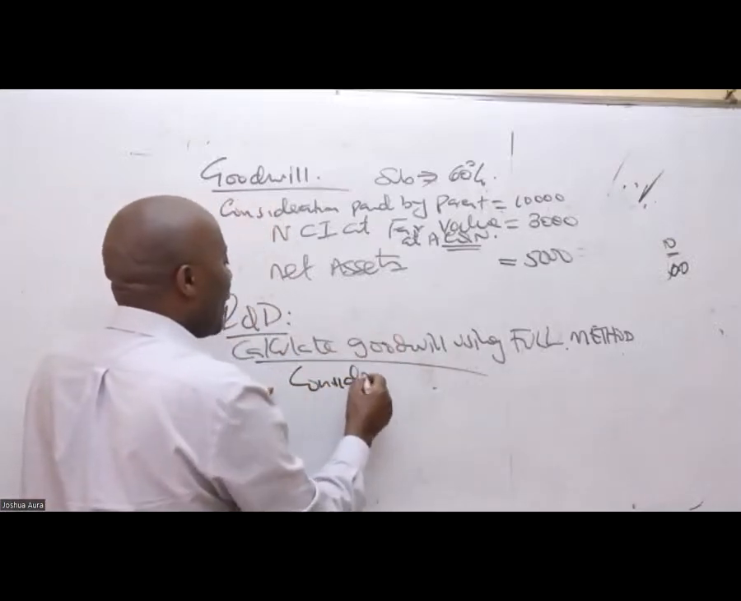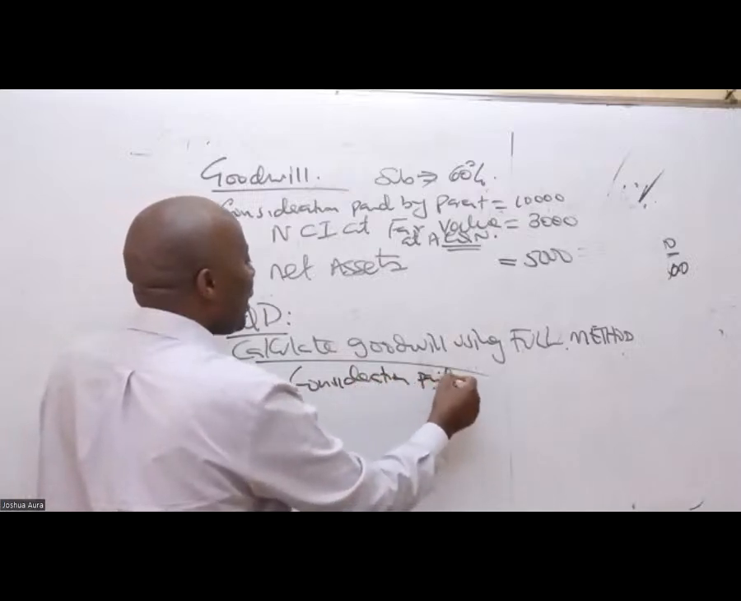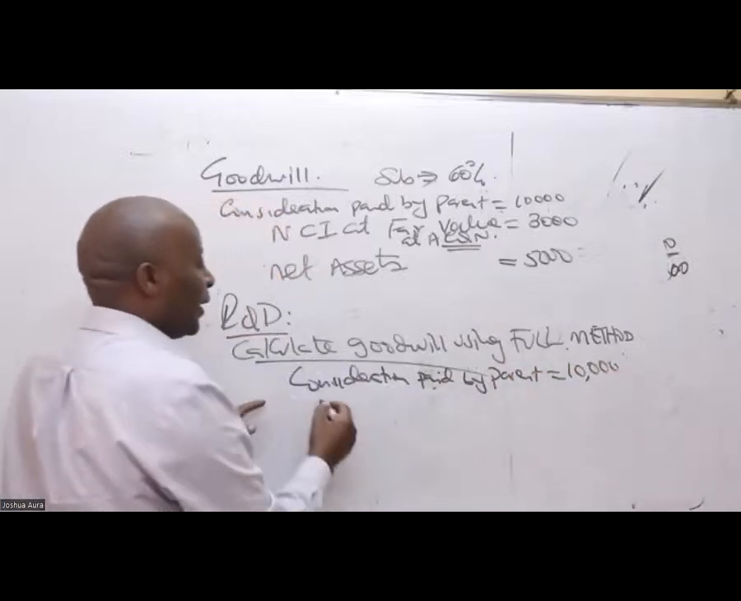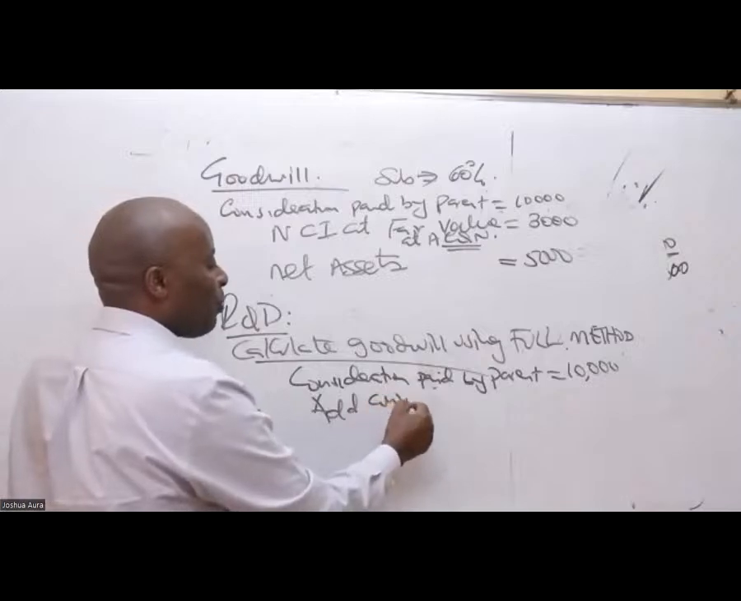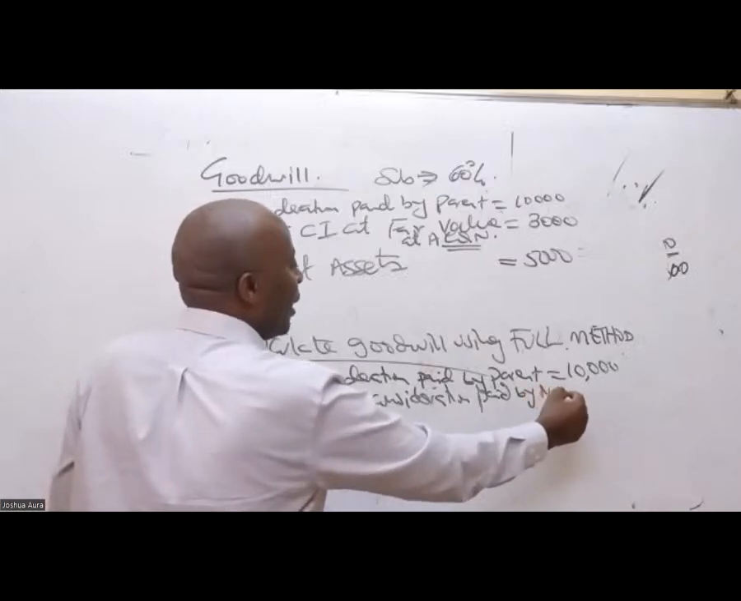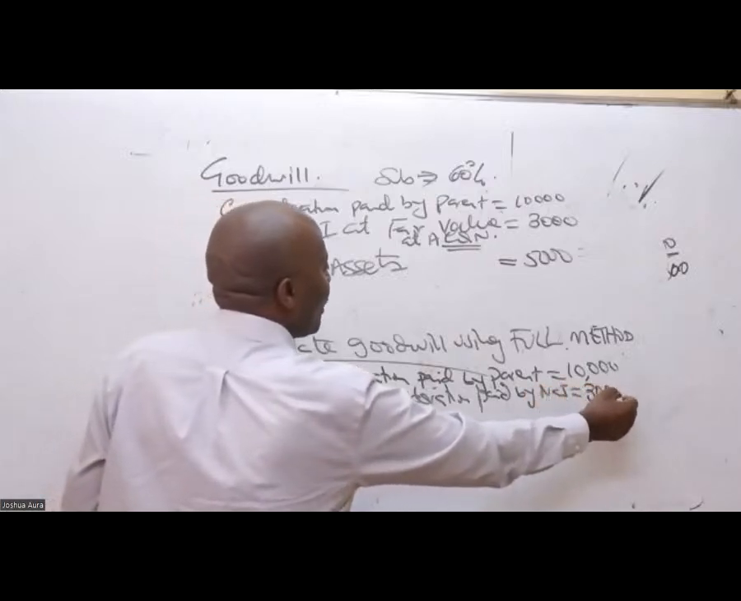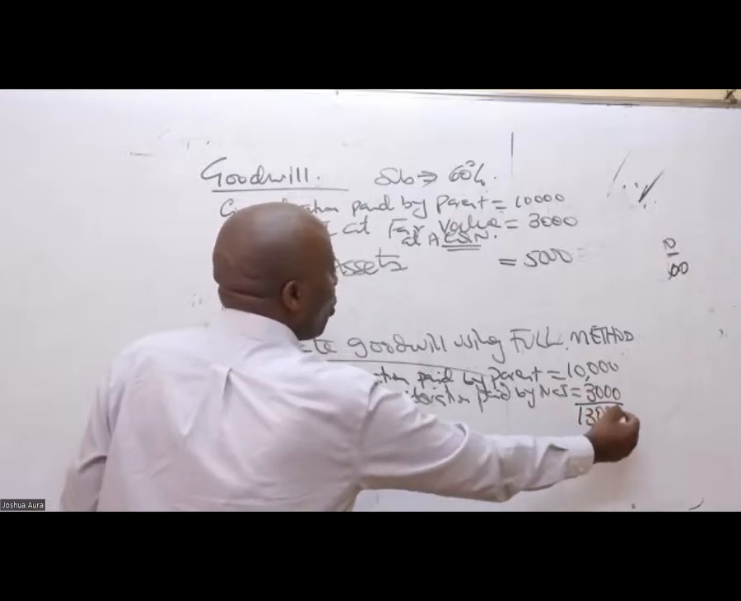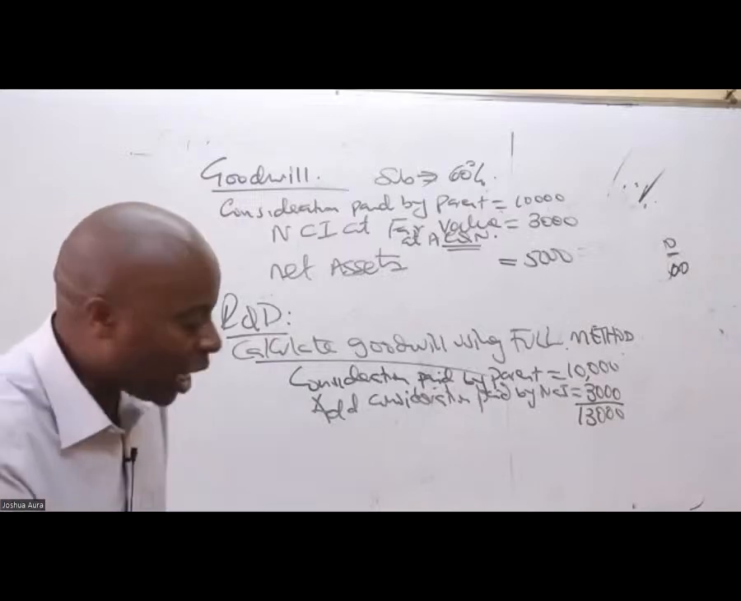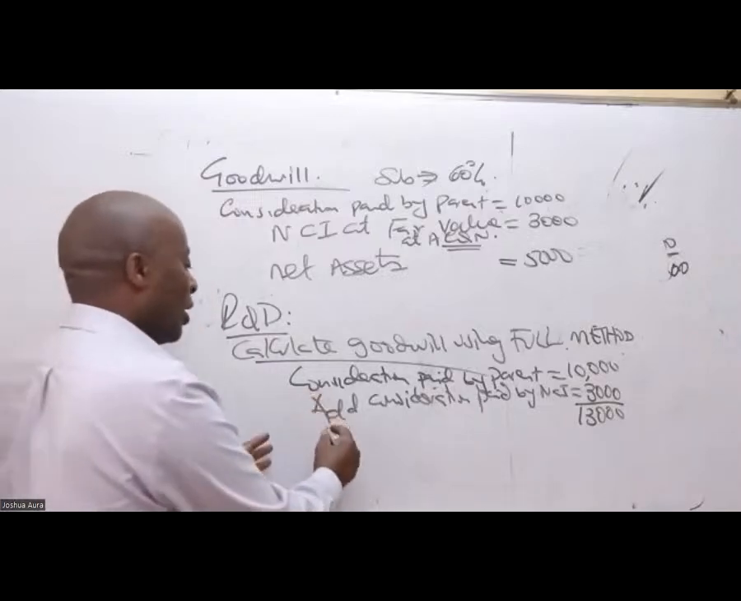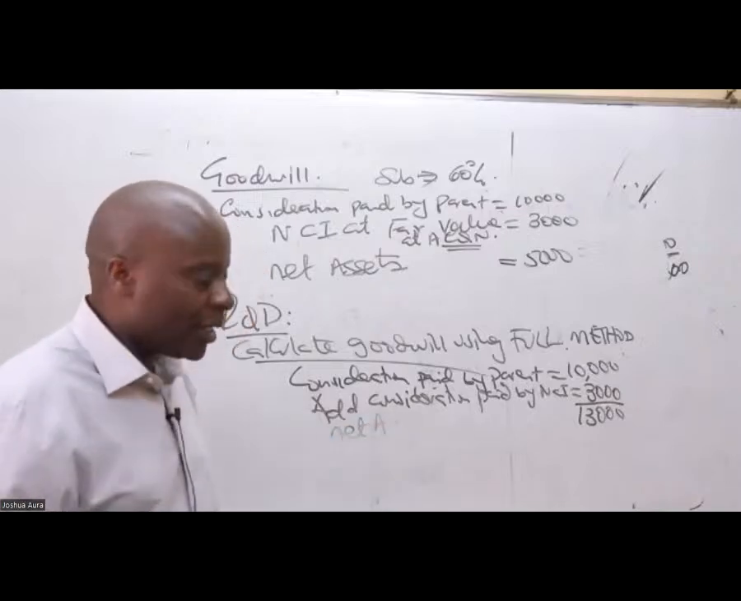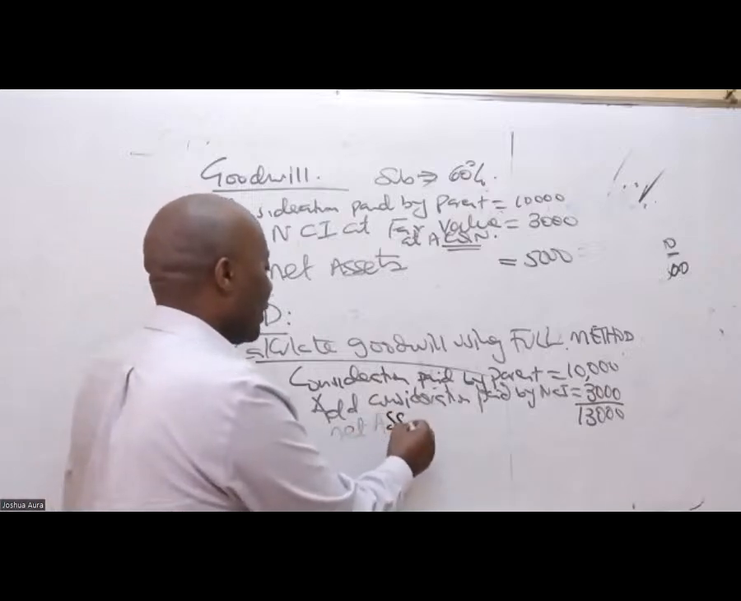come here and they say consideration paid by parent, 10,000. And then I add who? I add consideration paid by NCI. NCI in this case here is 3,000 to get full consideration. And once you get full consideration, then you will subtract net assets in full.